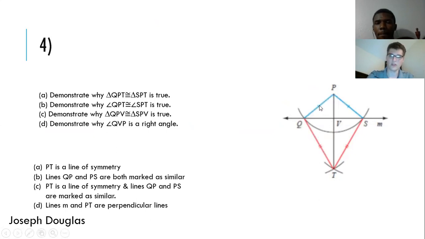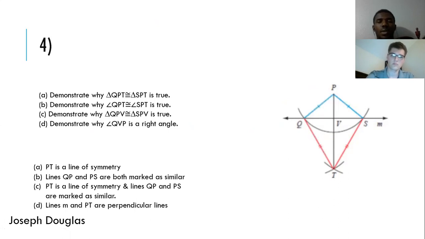But then we also can see that these two blue lines are labeled with one mark to show that they're similar to one another. And finally, QT and ST are marked in red with two. So based on the side rule, that means these two triangles are the same or similar. Oh, got you.